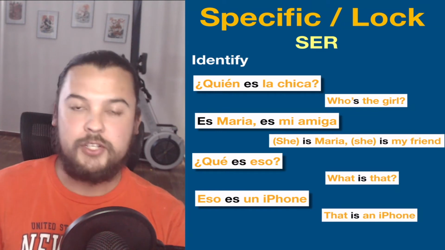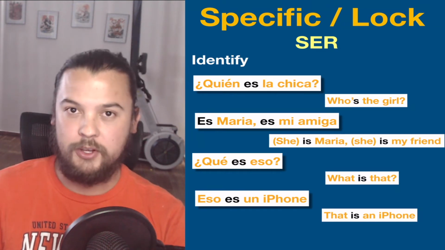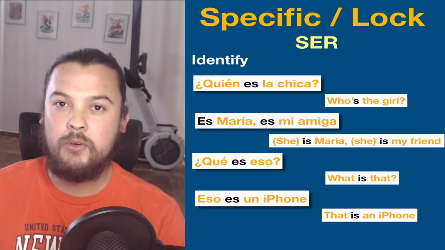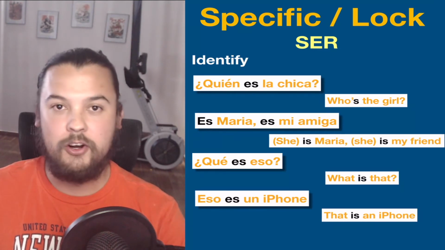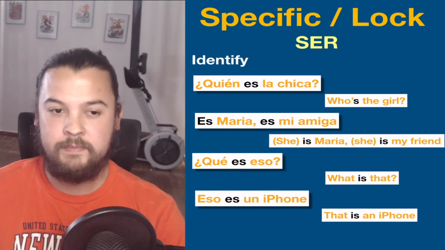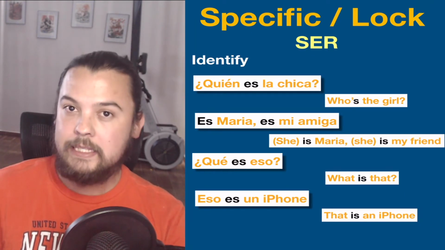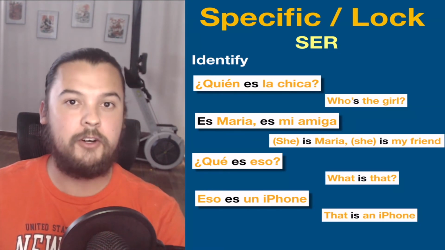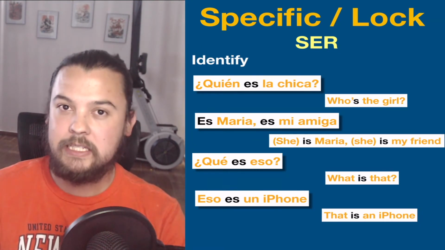The answer to the question, ¿Quién es la chica? Who's the girl? Es María. Es mi amiga. So two new qualities to the girl. One, the girl is Maria, she is Maria, and two, she is my friend. So I'm giving these two qualities to the girl. Her name is Maria, and she is my friend.